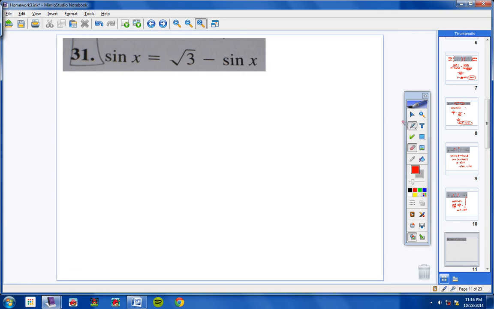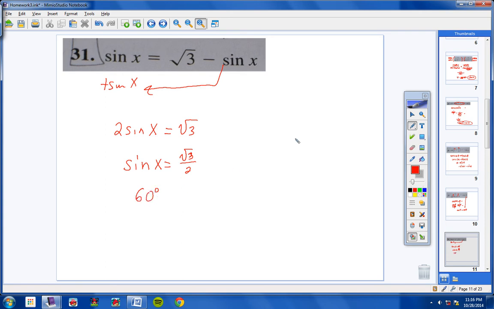We're going to bring our negative sine x over to the other side and make it a positive sine x. So now I have 2 sine x equals square root of 3. Now divide both sides by 2, and you're left with square root of 3 over 2. All right. Now, what angle, when you take sine of that angle, gives you square root of 3 over 2? Well, it's going to be 60 degrees, okay? Pi over 3 or 60. So the answer is 60.